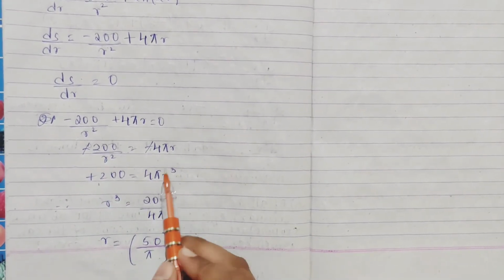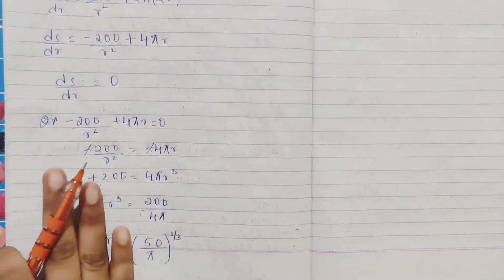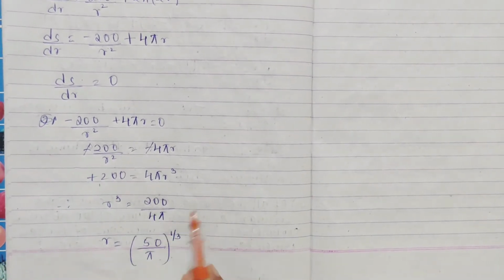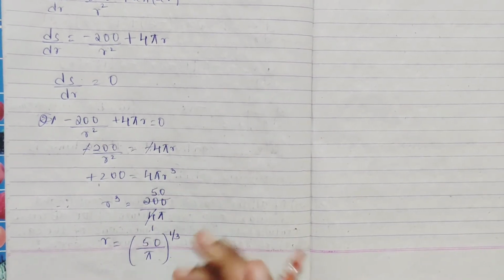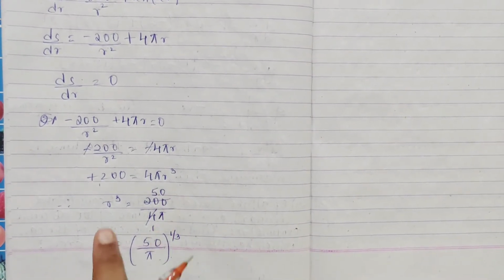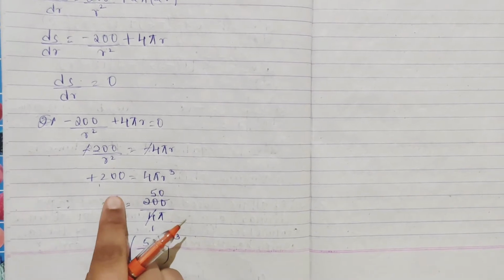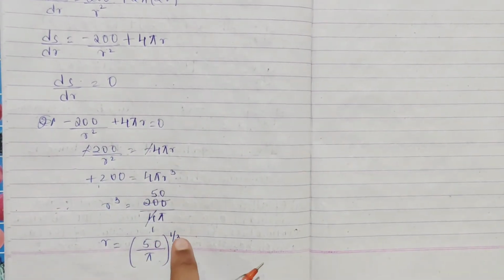You have to find r, right? So r cube, I'm just keeping here, 200 divided by 4 pi. So 4 1s are 4, 4 5s are 20 and 0. So you'll get r cube as 50 by pi. See, here it is r cube, so when your cube goes to the other side, it becomes 1 by 3.